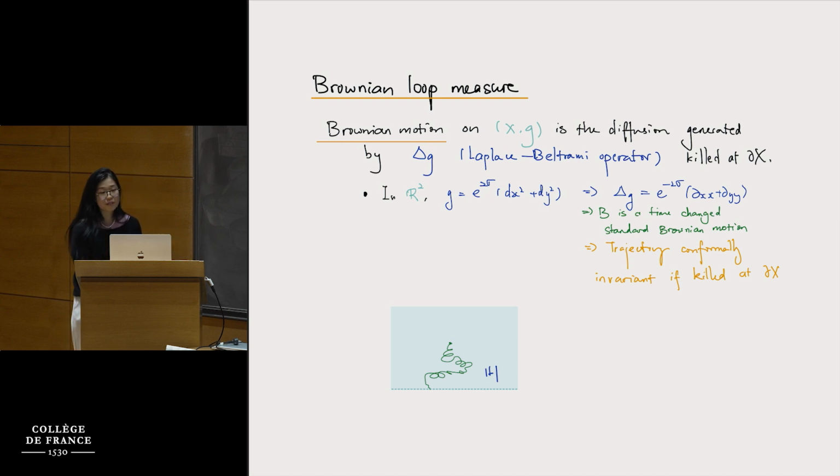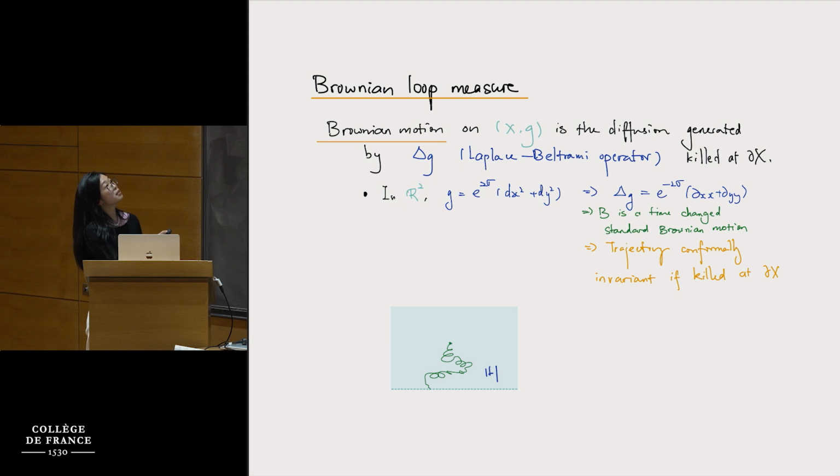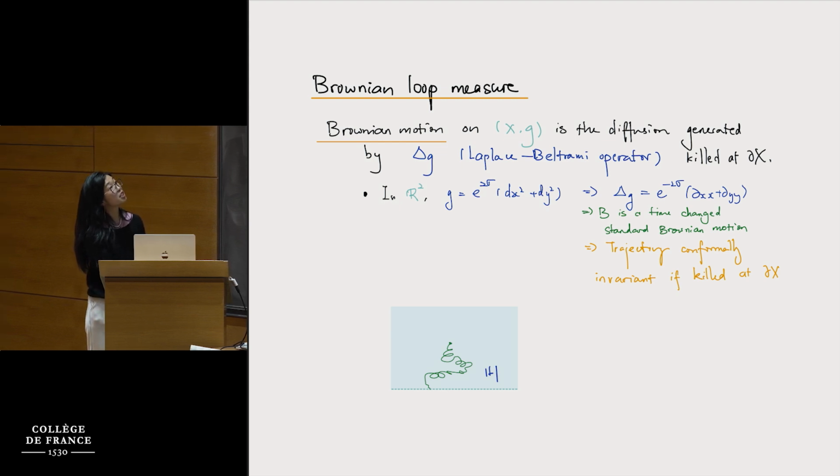And in R2, it's very concrete. In R2, if my metric is the Euclidean metric multiplied by some smooth function, e to the minus 2 sigma, then the Laplacian is just e to the minus 2 sigma times the usual Laplacian. And this is not true for other dimensions. It's just in 2 dimensions that this is true. And a Brownian motion generated by such a Laplace-Beltrami operator is just a time change of a standard Brownian motion.